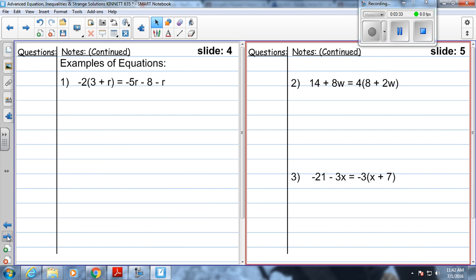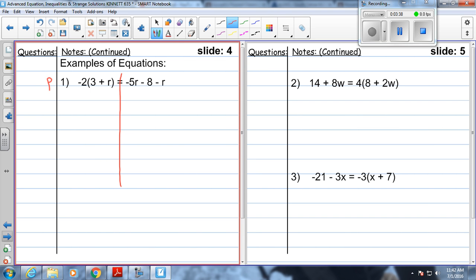Okay, so step one, we draw a vertical line here. We're going to do our distributive property.